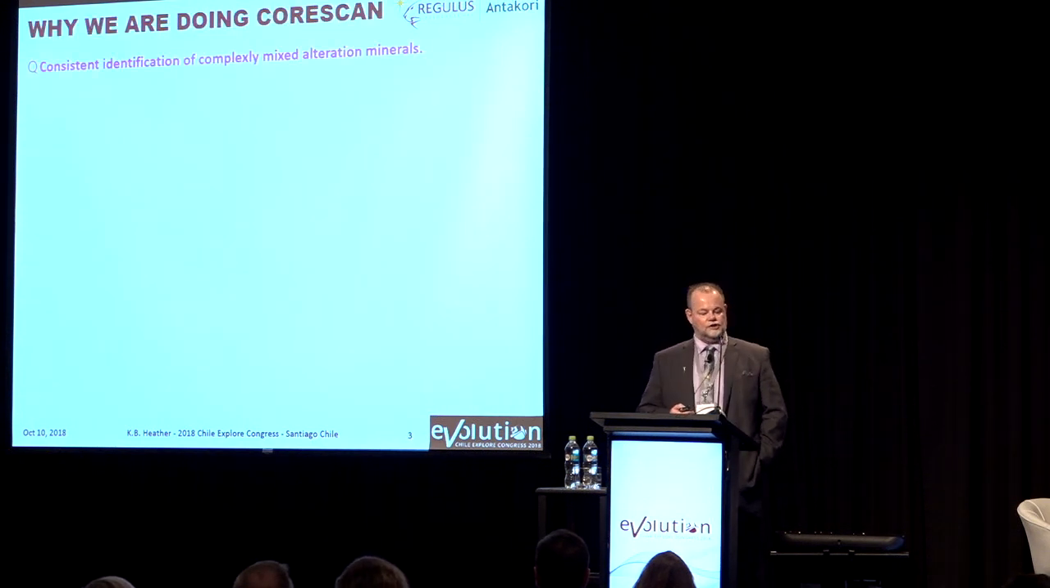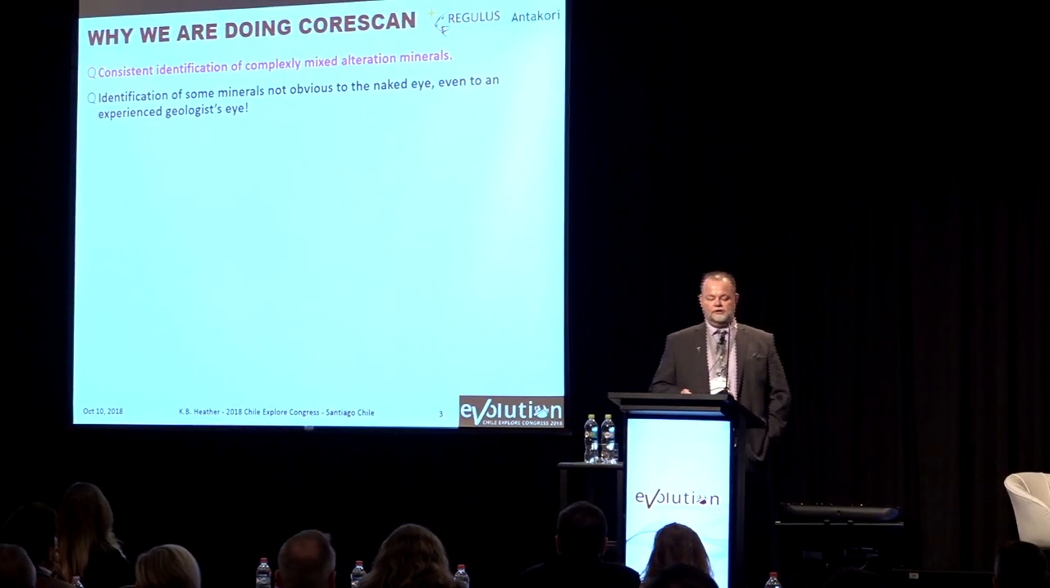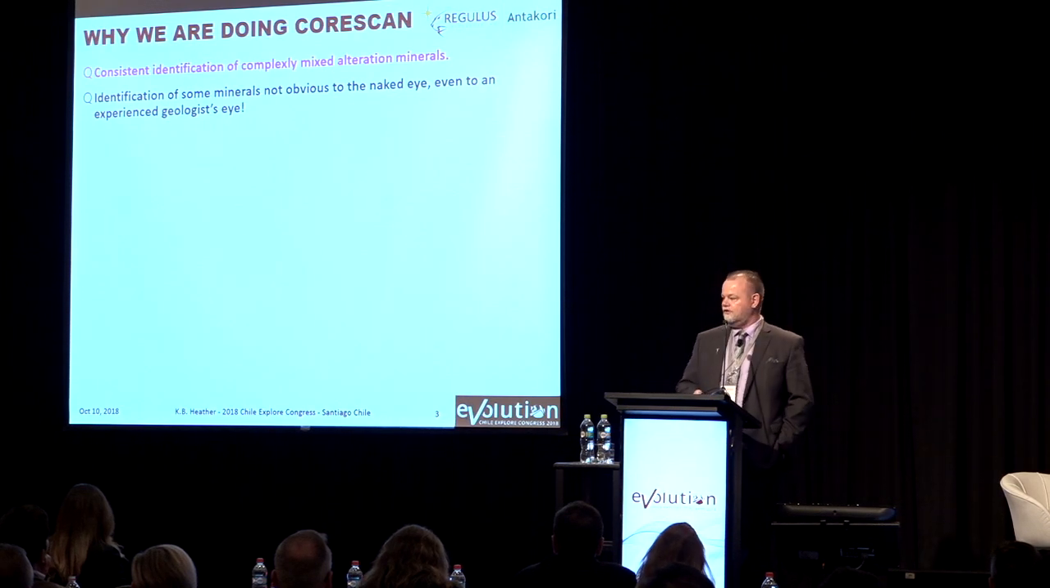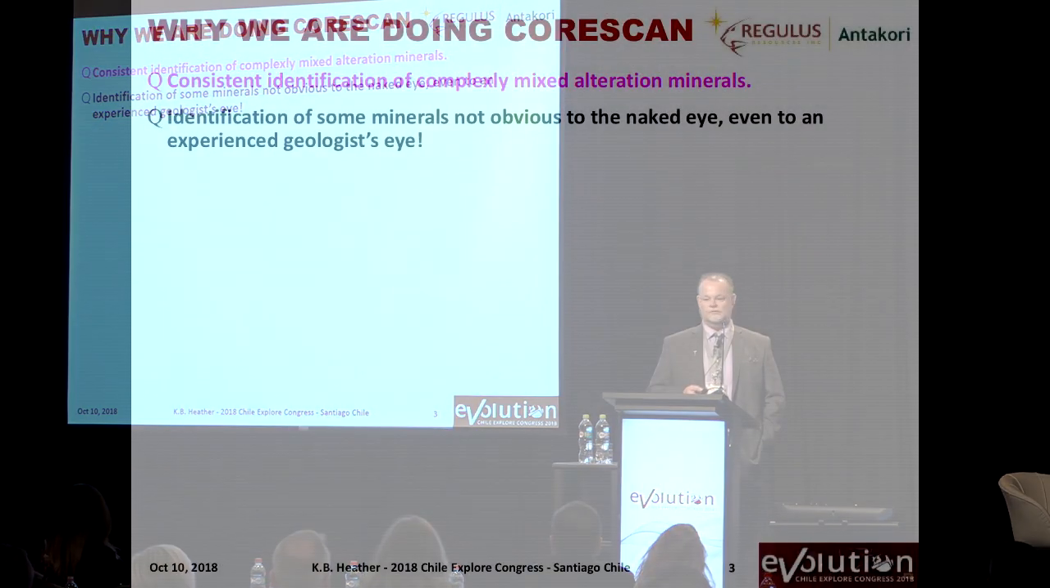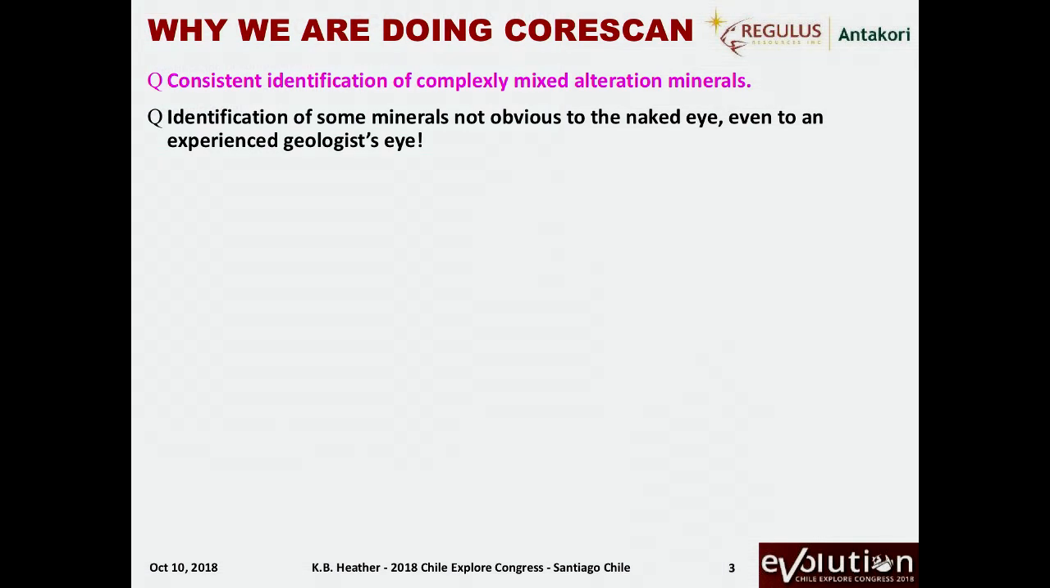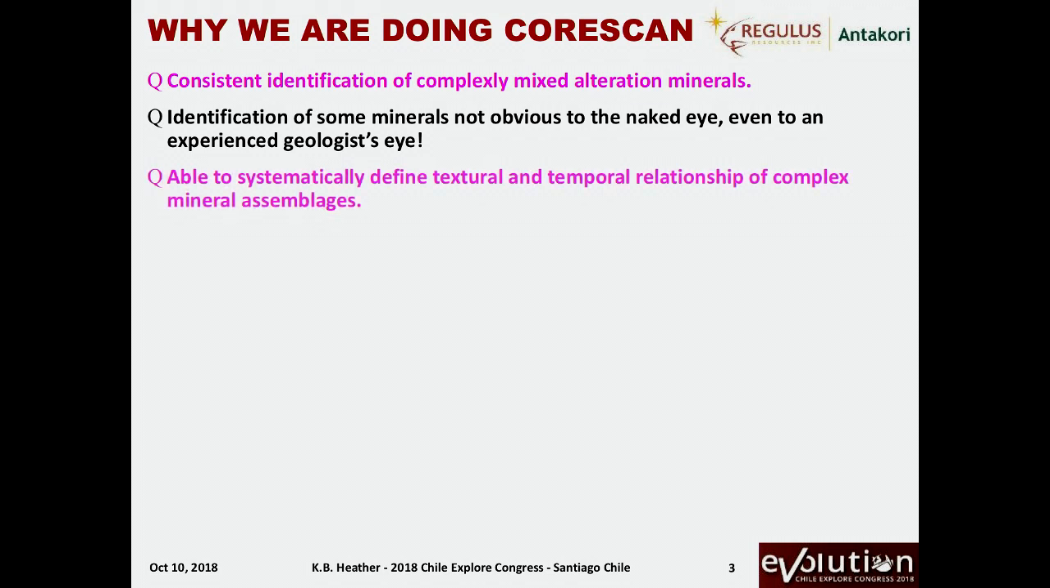So why are we doing core scan? Really to eliminate the inconsistency of geologists. I'm a field geologist, but the reality is geologists are very inconsistent, and this creates a lot of downstream problems. Some of the minerals, I don't care how much experience you have, are very difficult, if not impossible, to detect with a naked eye or a hand lens, and core scan eliminates that to a certain degree.